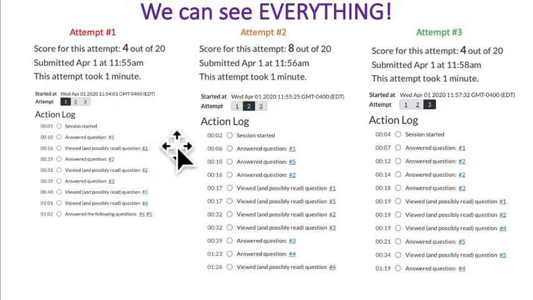Do you think that they were flying through it? Well, I can tell you because look, right here it says at 1 second in, they started it. 10 seconds, they already answered question number 1. Well, that's weird because they just possibly viewed and possibly read the question. 16 seconds later, but do you see how they answered question number 2 in 29 seconds? 39 seconds, they already answered question number 3.